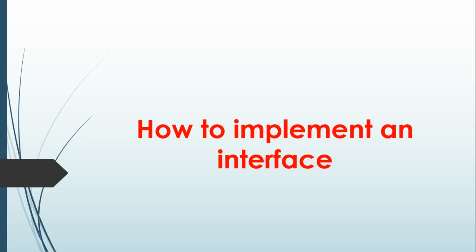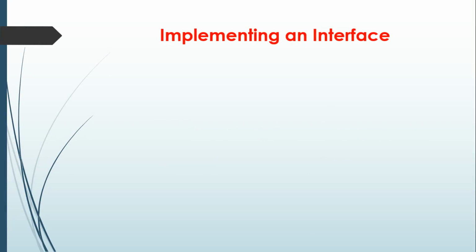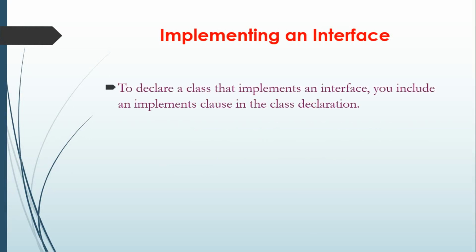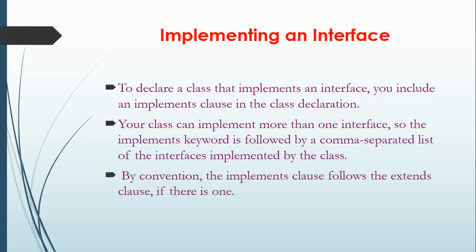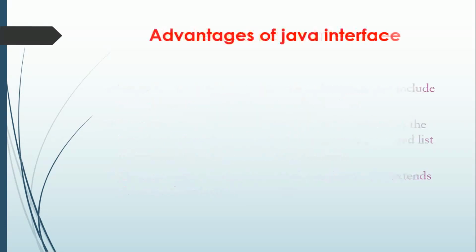Today we are discussing how to implement an interface. To declare a class that implements an interface, you include an implements clause in the class declaration. Your class can implement more than one interface, so the implements keyword is followed by a comma separated list of the interfaces implemented by the class. By convention, the implements clause follows the extends clause if there is one.